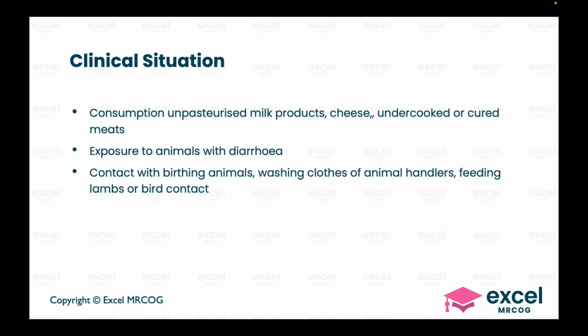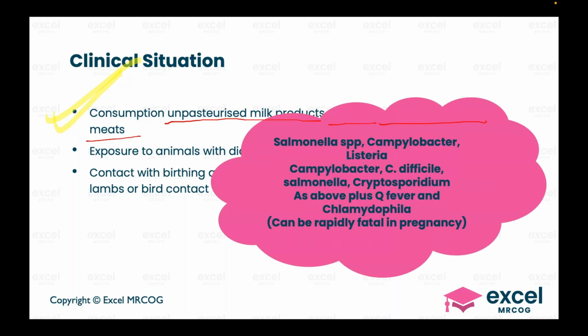Okay, this is a common question for part 2. I think everybody should answer this. Unpasteurized milk, cheese, undercooked or cured meats, which is the organism? Listeria. Listeriosis. Excellent. Okay, the organism with unpasteurized milk and milk products like cheese is listeria. You also have others like Campylobacter, Salmonella, and Q fever and all those. But the common question that is asked is listeria.